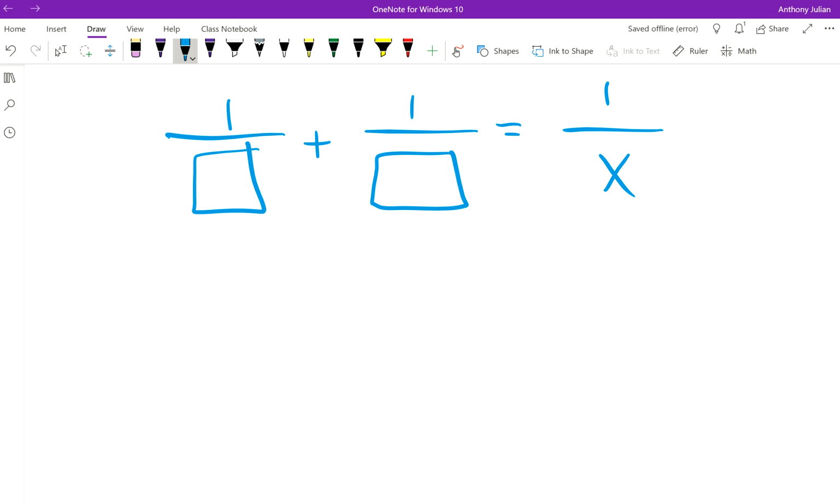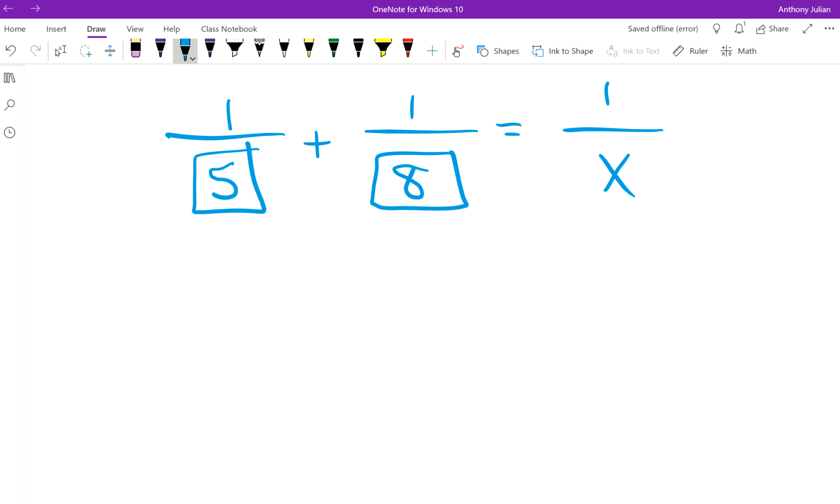Let's say it takes me 5 hours to paint a room by myself. All right, so I would write that as 1 over 5. And it takes you maybe, let's say 8 hours to paint a room. So your 8 would go here.